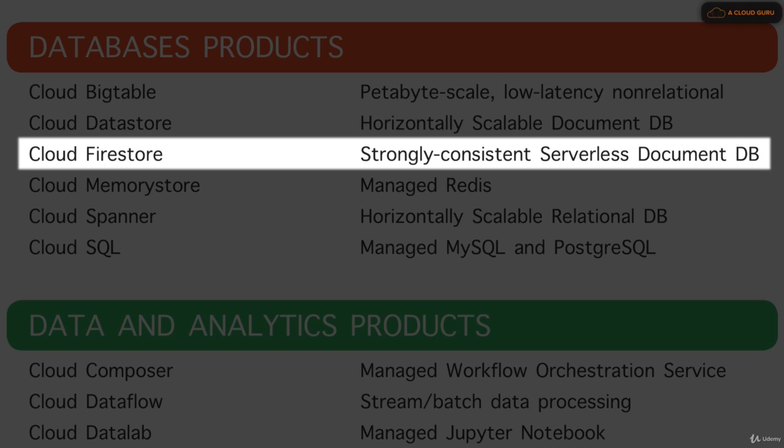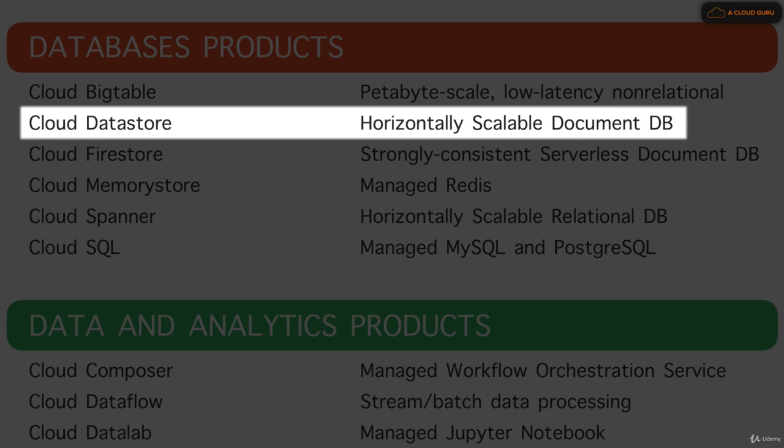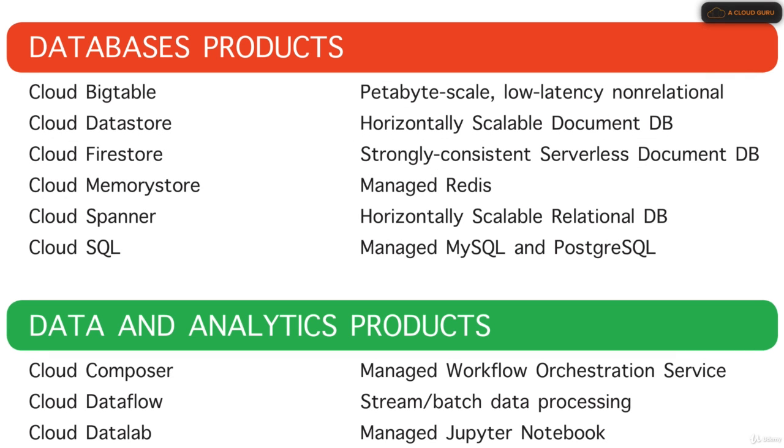Cloud Firestore, which incidentally shows up in a couple of sections here, since it's also one of the Firebase family of products that shows up in the mobile products section. It's a strongly consistent serverless document database, and it has some really cool things built in, like WebSocket connections for updates. But there's also Cloud Data Store, which is a horizontally scalable document database. And one of the nice things about Cloud Data Store is that you just pay for what you use. You don't have to provision and manage a certain capacity.